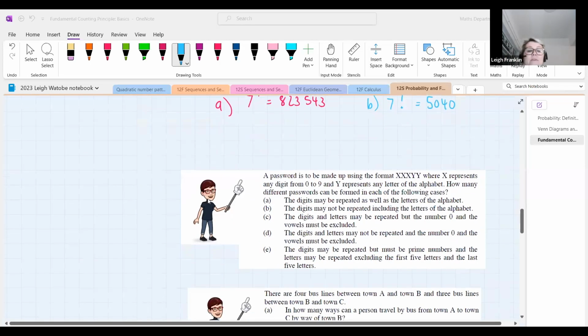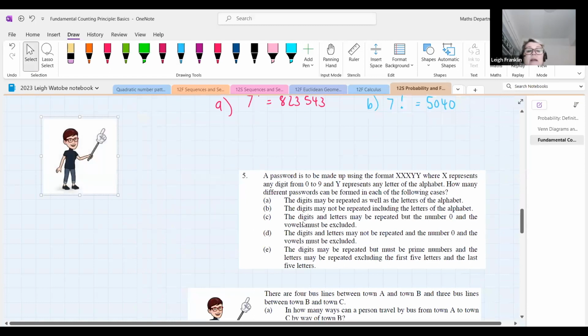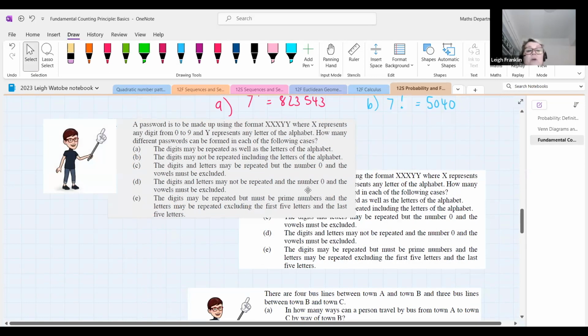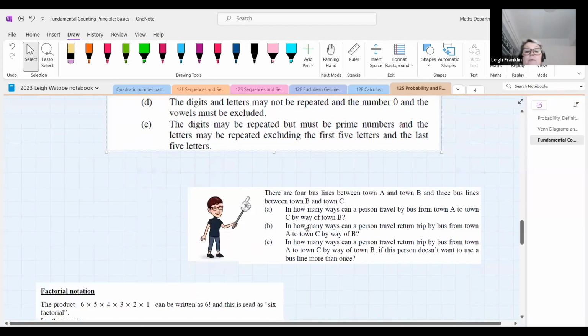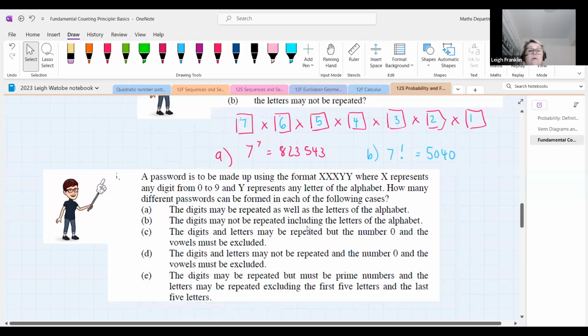Okay, let's have a look at this example. This is a really nice example. A password is to be made up using the format XXXYY, where X represents any digit from 0 to 9 and Y represents any letter of the alphabet.